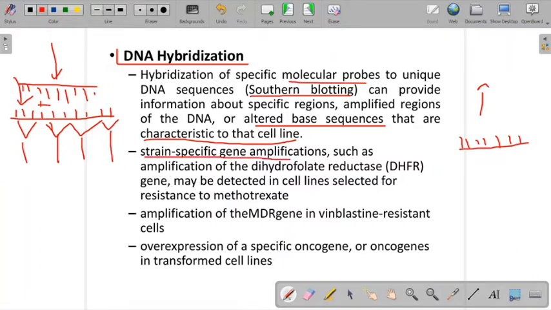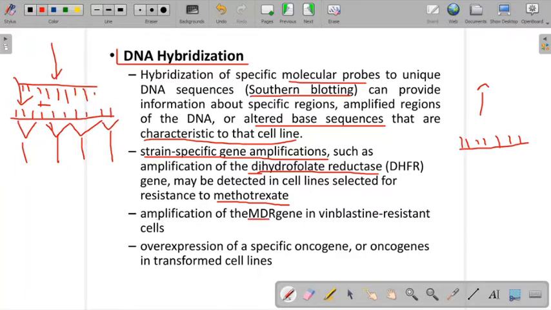Then there is strain specific gene amplification, such as amplification of the dihydrofolate reductase enzyme. That enzyme is very important in metabolism, and it may be detected by cell lines selected for resistance to methotrexate. These cell lines, which are resistant to methotrexate, specifically produce the dihydrofolate reductase enzyme, and we see this with the help of this hybridization methodology.